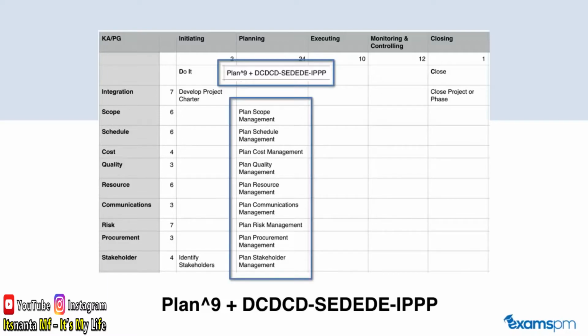Now, plan to the power of 9 tells you that there are 9 processes that begin with the word plan. Another way to memorize this is that except for integration, which is your first knowledge area, all of the remaining 9 knowledge areas have a process that begins with the word plan. It's quite simple to memorize this. Scope management has plan scope management. Schedule management has plan schedule management. Cost management has plan cost management. Okay, I don't need to go on, but I think you get the point. You basically add the word plan plus the name of that knowledge area to get the name of the process.